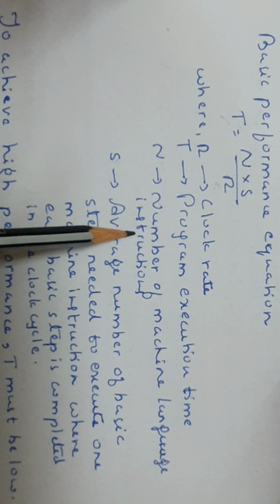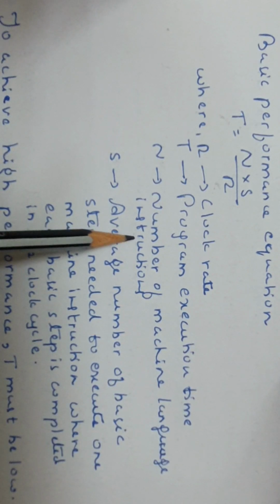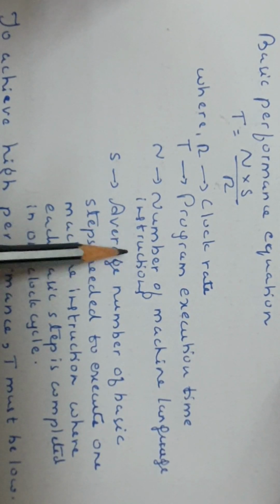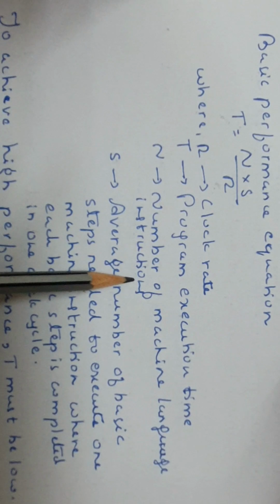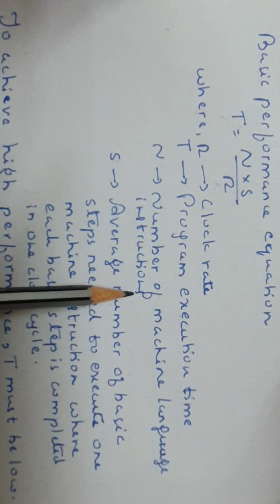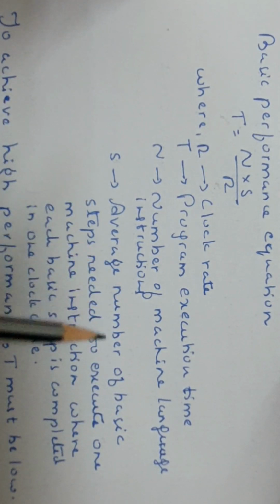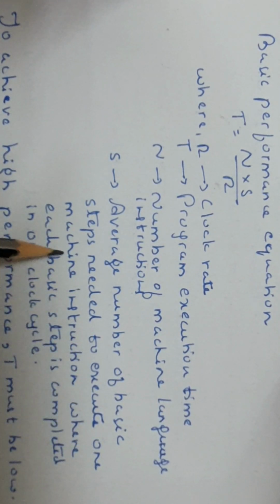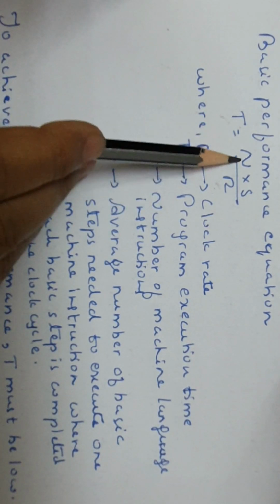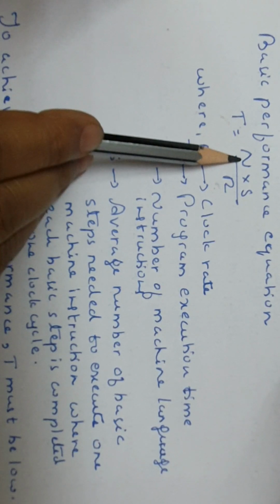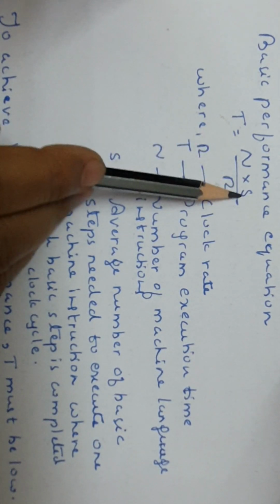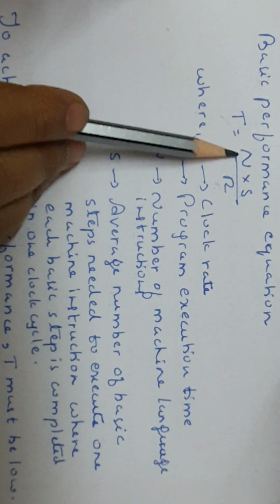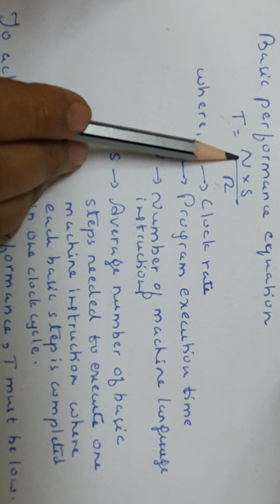We write instructions in a high level language, that is the program that we give to the computer. Then each instruction, whatever we write, internally becomes how many machine language instructions? S is the average number of basic steps needed to execute one machine instruction, where each basic step is completed in one clock cycle. Here N is the number of machine language instructions. S is the average number of steps needed to execute one machine language instruction.